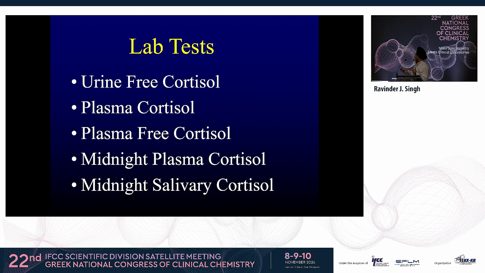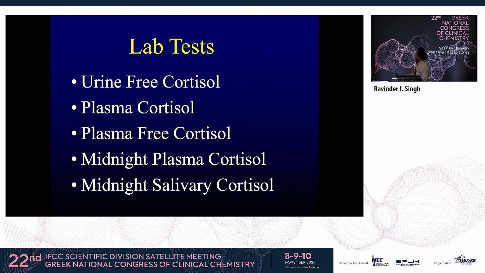Because this is a rare disease, we have cortisol tests in multiple matrices. Urine-free cortisol, I think you all know, is a 24-hour urine specimen, which is very difficult to collect. Plasma requires a blood draw, and then plasma-free cortisol is another test. Midnight plasma cortisol has also become available in the last decade, and now we have salivary cortisol.